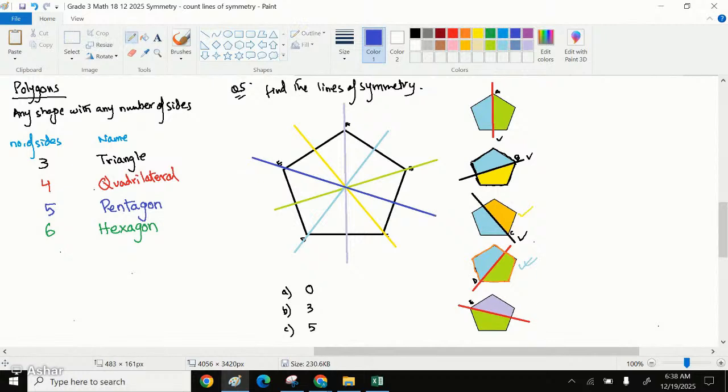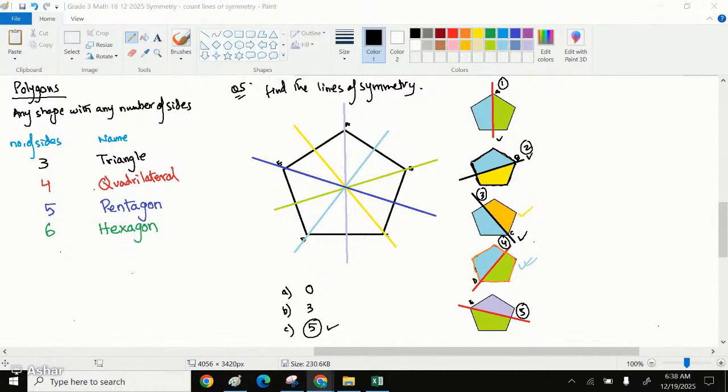That means how many lines of symmetry were there? This was 1, 2, 3, 4, and 5, right? Okay. That means option C, 5, is the correct answer. Okay, thank you so much.